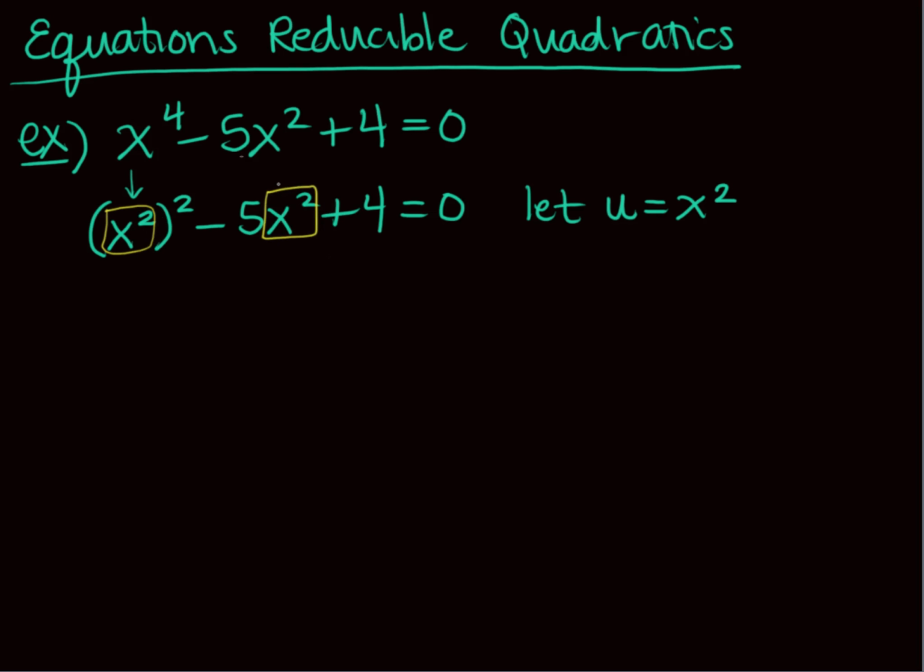Look at what happens here. Remember I'm letting u equal x squared. So this x squared right here is going to be replaced with a u. So I get u squared. This x squared here will be replaced with a u. Just get plain old u then, equals 0. And if you notice, yay, we have a quadratic, right, that I can factor.